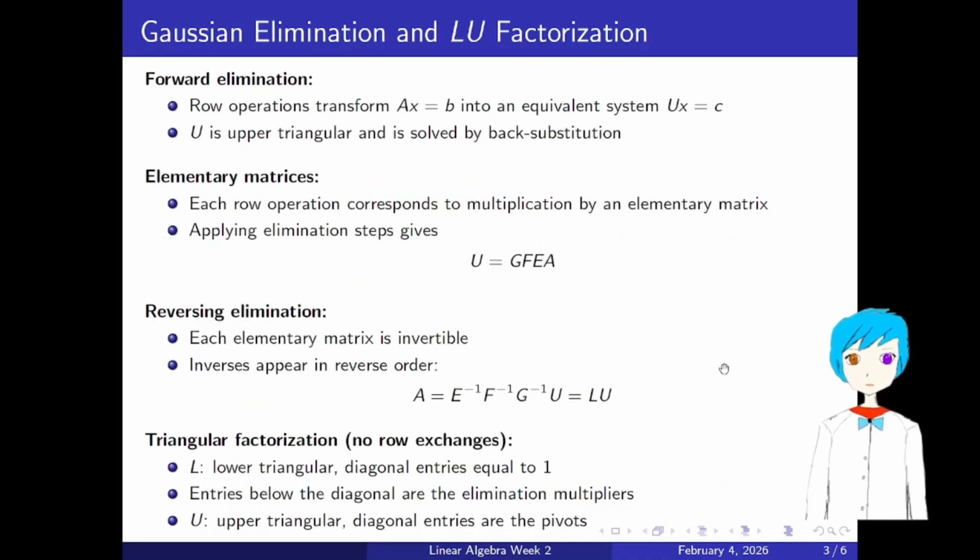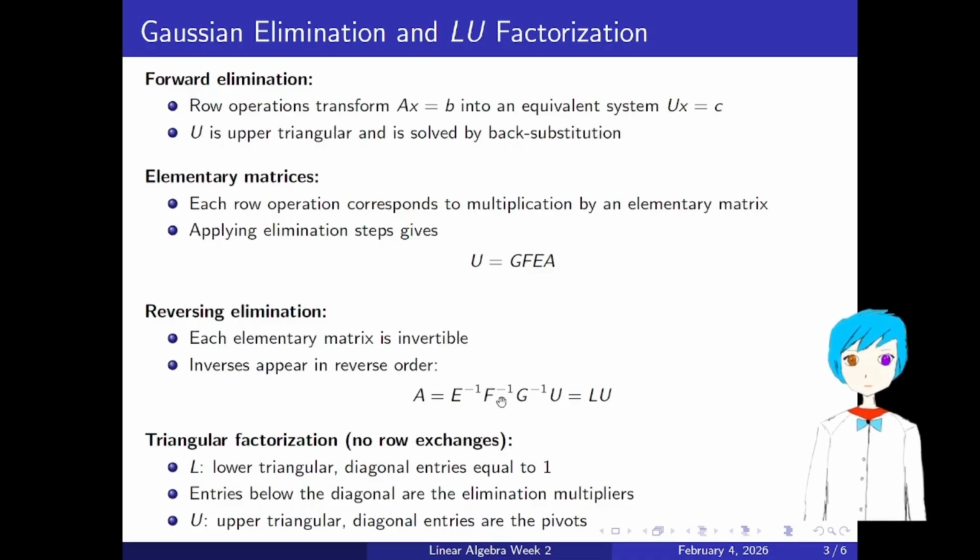So when we go back to Gaussian elimination, row operations transform Ax equals b into an equivalent system Ux equals c, where U is an upper triangular matrix, and this system is solved by back substitution. So what are we doing when we are doing Gaussian elimination? Actually, we are multiplying elementary matrices to A to convert it into an upper triangular matrix. For example, if A is a 3 by 3 matrix, then we are finding three elementary matrices G, F, E such that U equals GFEA.